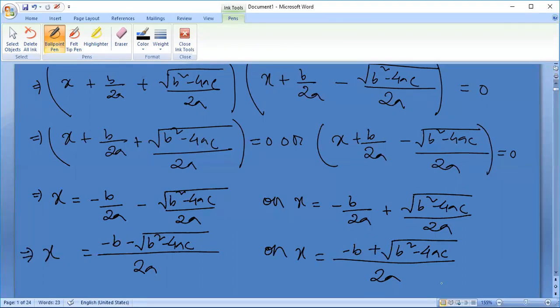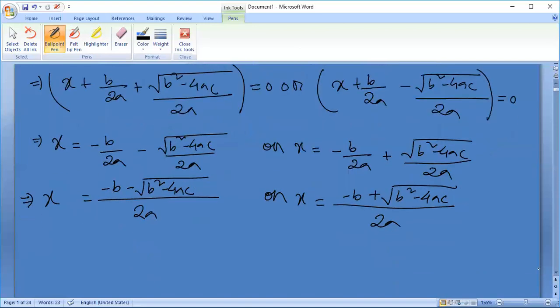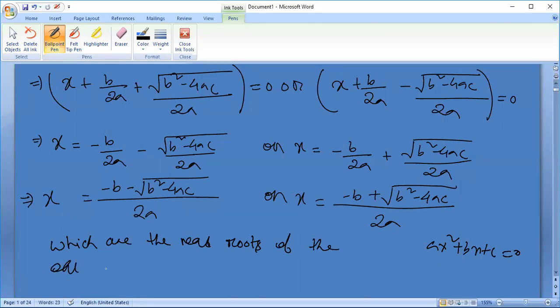Yes, sir, yes. Okay, write down in your copy. That means these two are the solution or roots of the equation ax squared plus bx plus c. These two will be the roots of the solution. Now this is the formula. You can find the roots of the solution by this formula also. This is the quadratic equation by square method, and this is the write down. Which are the required roots of the equation ax squared plus bx plus c equal to 0? Clear?